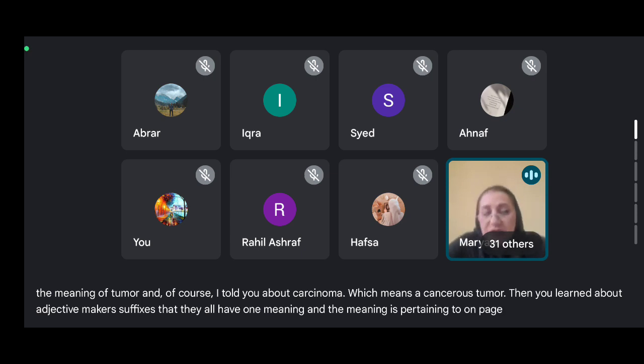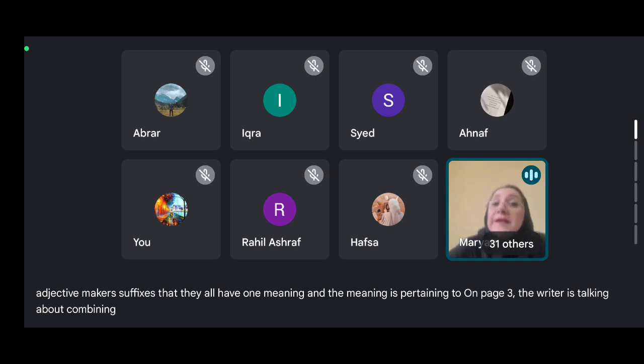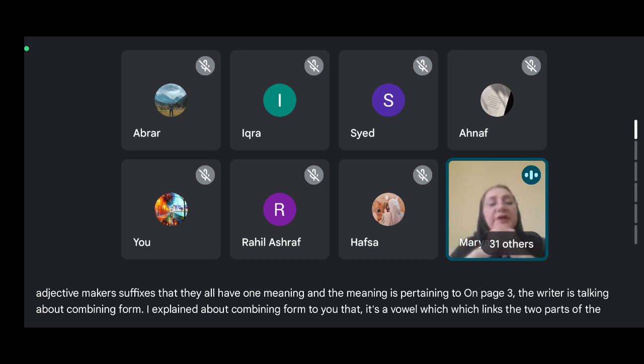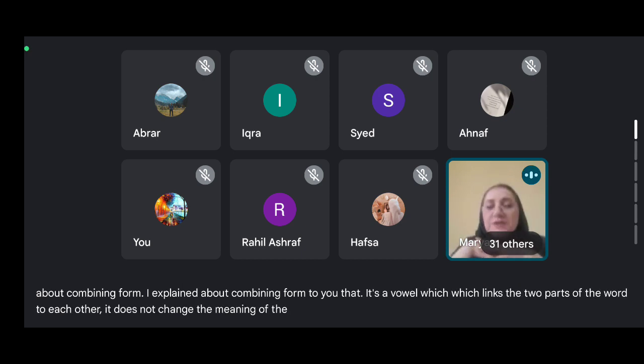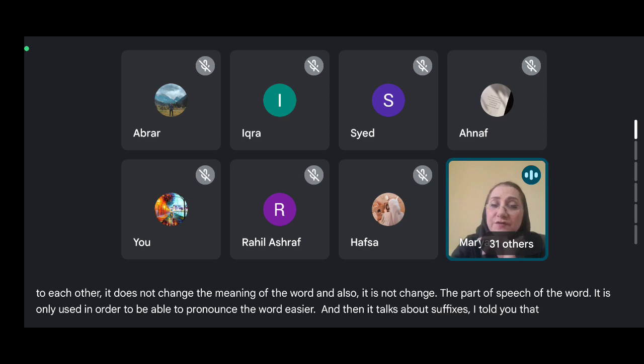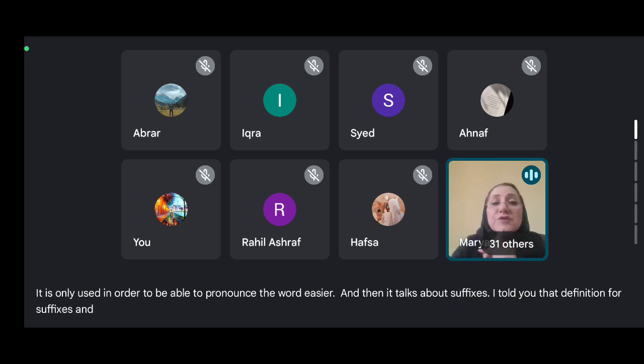On page 3, the writer is talking about combining form. I explained about combining form to you, that it's a vowel which links the two parts of the word to each other. It does not change the meaning of the word, and also it does not change the part of speech of the word. It is only used in order to be able to pronounce the word easier. And then it talks about suffixes. I told you the definition for suffixes, and I told you the function of suffixes.